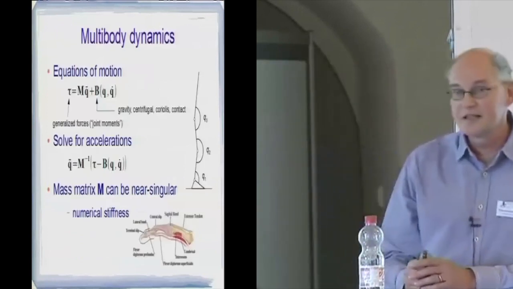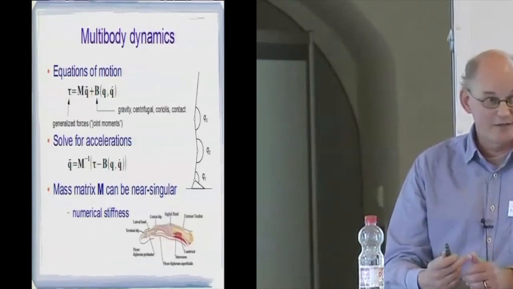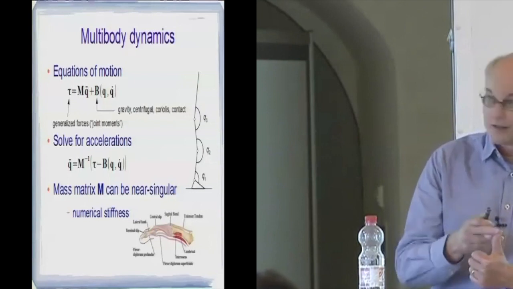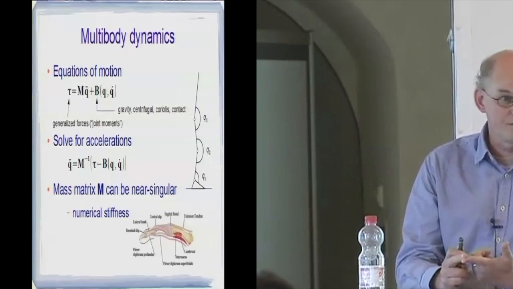So that was basically the whole description of muscle dynamics. You have two state variables, the active state, which is controlled indirectly by the neural excitation, and then you have the contractile state, which is the length of the muscle fibers.